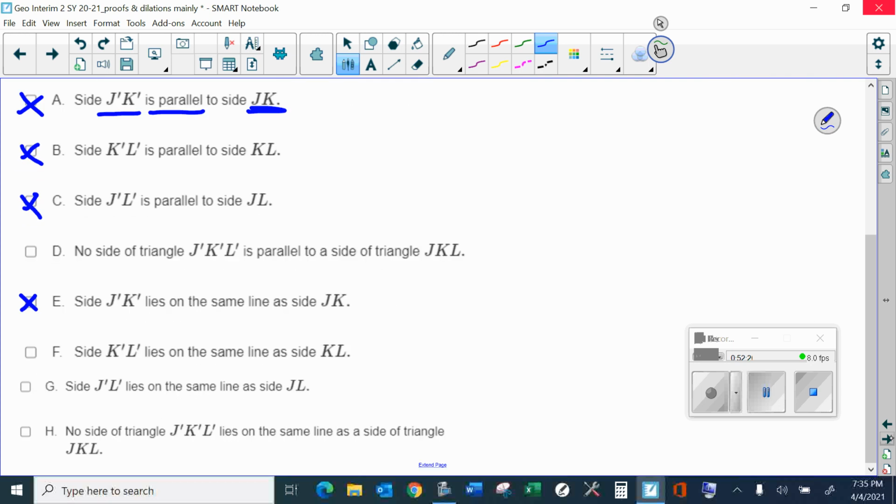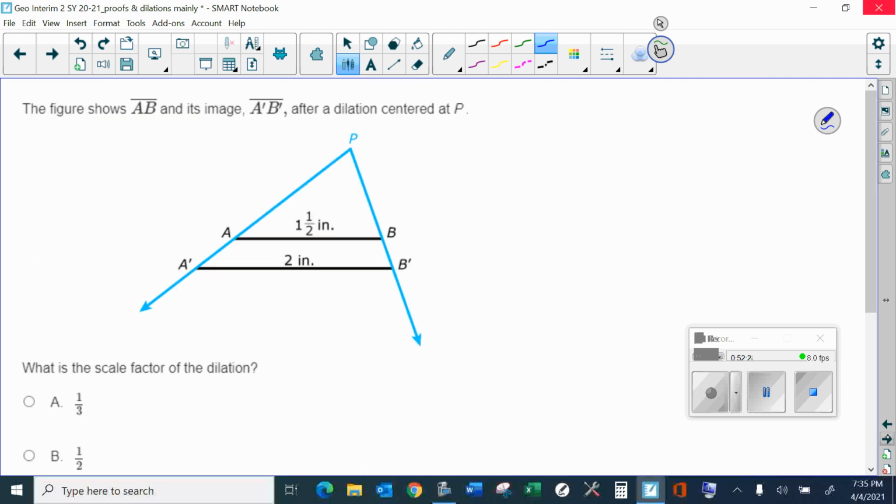All right, next. The figure shows segment AB and its image, A prime B prime. We know that's the image. I mean, that's the image itself. Remember, scale factor is image over pre-image. You just got tested on that. So you should have known that. You've been quizzing each other with the DCAS sheet. It's on the DCAS sheet as well.